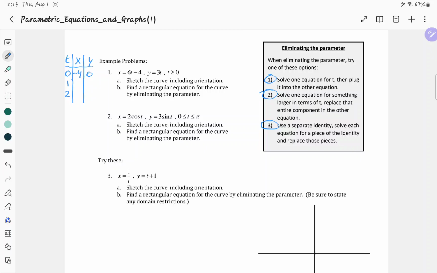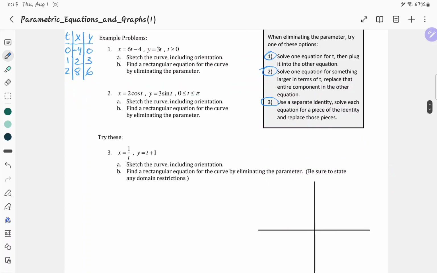When we plug in 1, right, x is 6 times 1, which is 6 minus 4, so that's a 2. And then the y, 3 times 1 would be a 3, so 2, 3. And then when we plug in 2, right, this would be 12 minus 4, which is 8 for the x, and 6 for the y. So there's those guys right there.